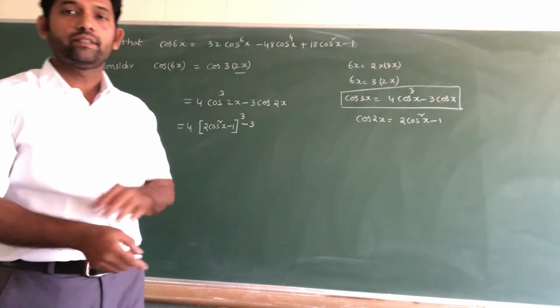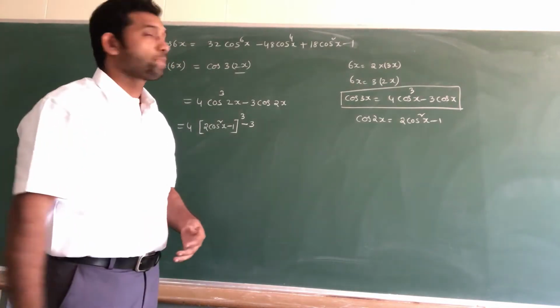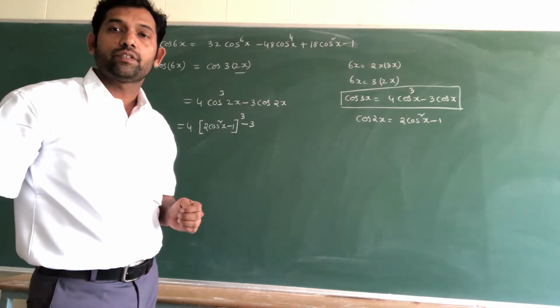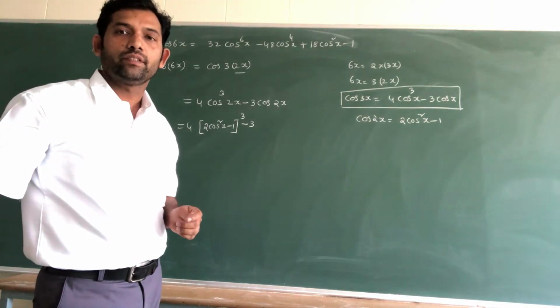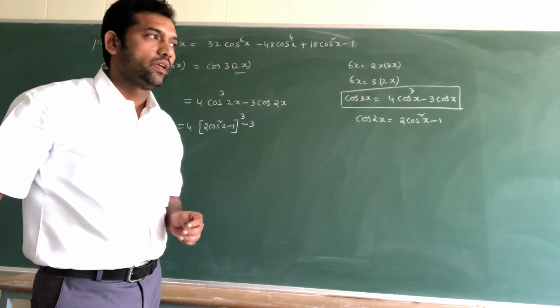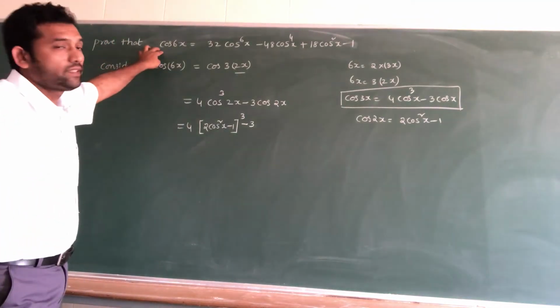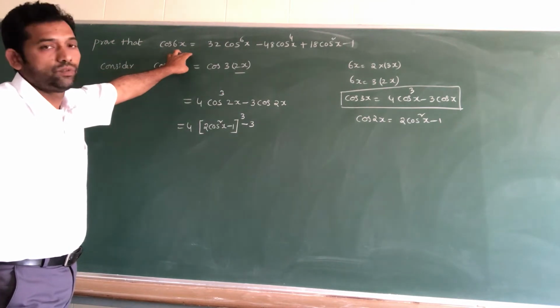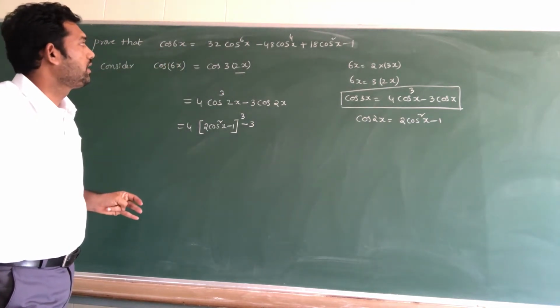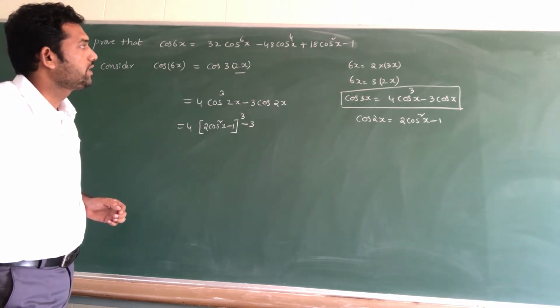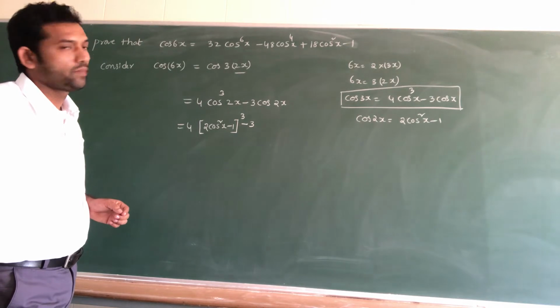So today's class is in trigonometry, exercise 3.3. In the last problem, prove that cos 6x is equal to 32 cos^6 x minus 48 cos^4 x plus 18 cos^2 x minus 1.